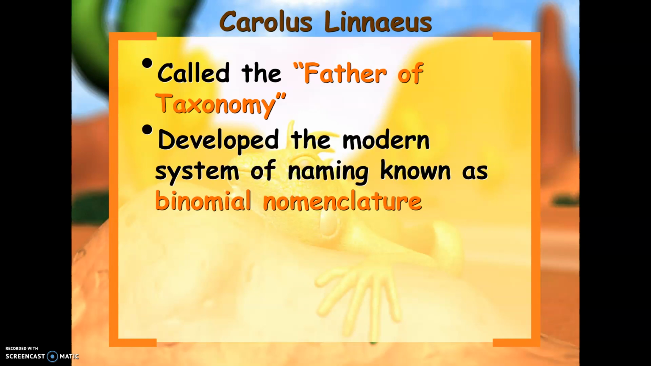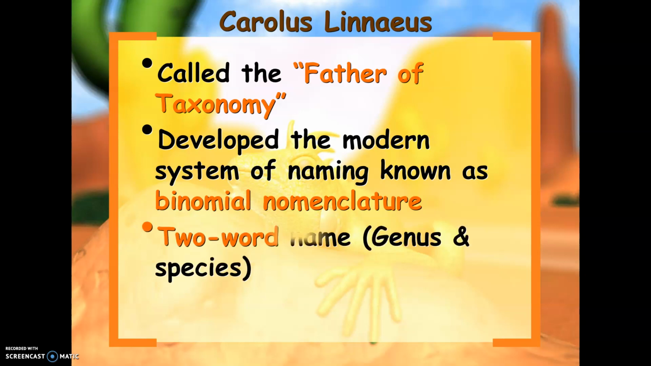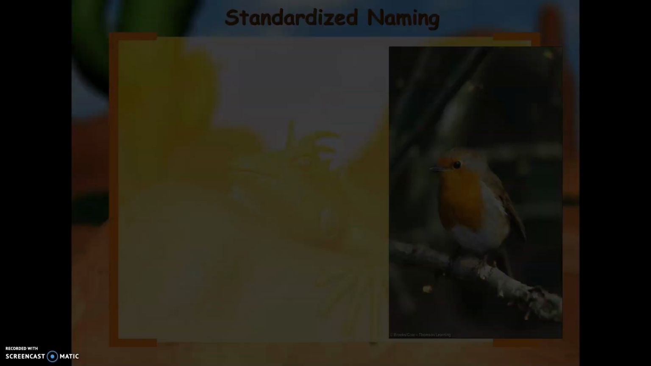He developed our current system, and his two-name system is called binomial nomenclature. Literally that translates to, bi means two, nomial means name, and nomenclature means a system, so it's a two-name system. Every organism gets a two-word name, and that's going to be the genus and the species of the organism. We classify these organisms into levels, and the last two levels are the genus and the species, and those become the scientific name of the organism.